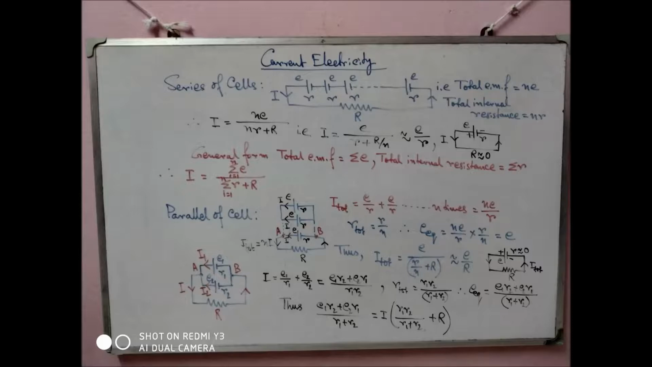Now, what is the total resistance of the circuit? That is nr internal plus one external, or load, big R. Then what is the current flowing? Ohm's law: nE by nr plus R. Now if I write this expression in a different way, I make n go down in the denominator. So we are getting E by r plus R by n.